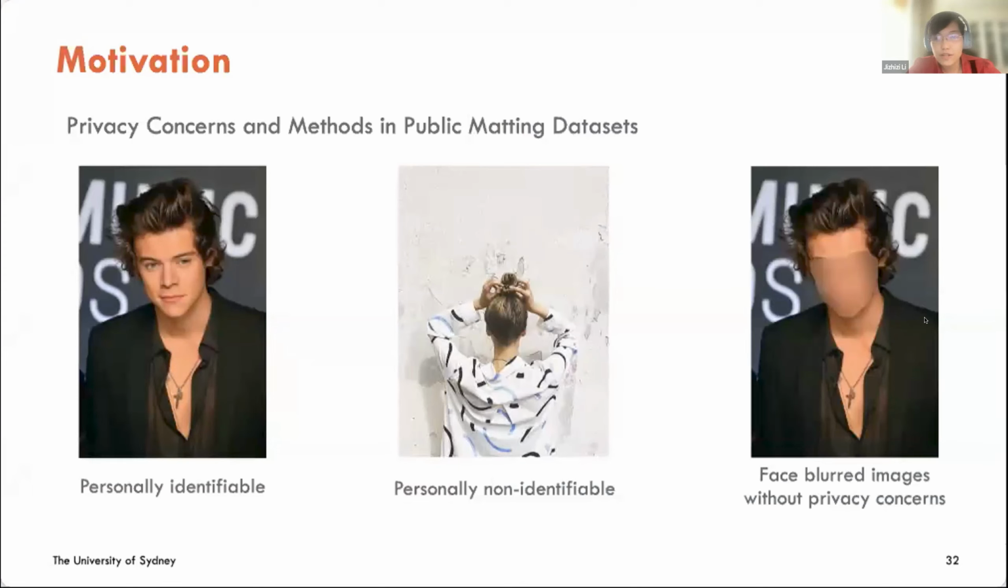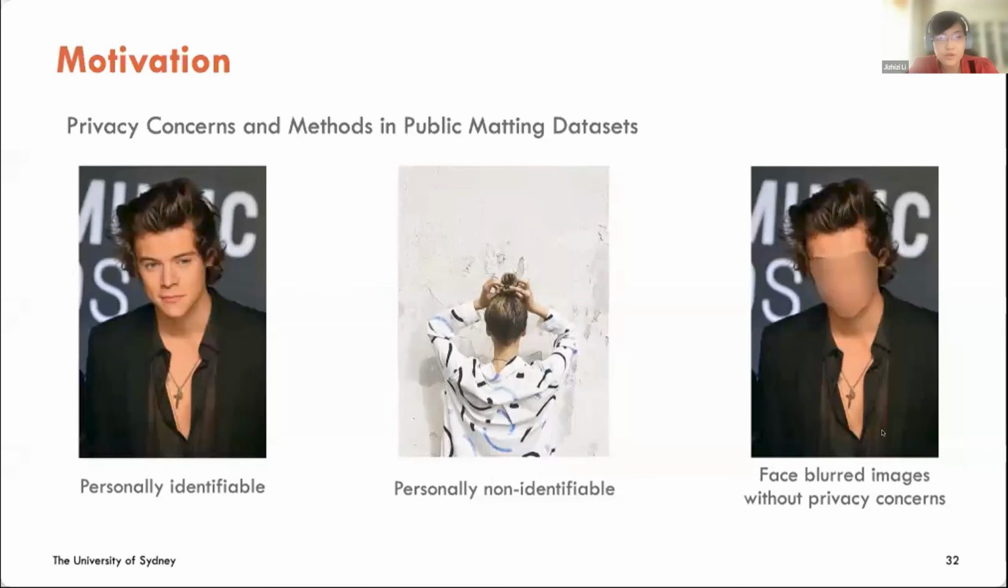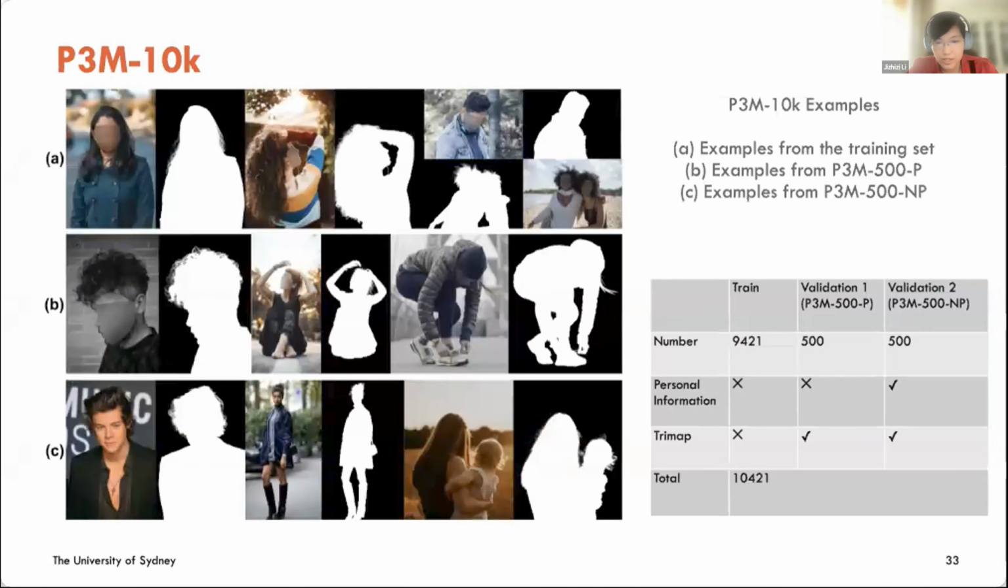Okay, cool. For the second work, we wanted to focus on privacy preserving portrait matting, because we realized that there are lots of privacy concerns in public matting datasets. There is a lot of personally identifiable information in the images of public datasets. So we propose another dataset we call P3M-10K. It consists of 10,000 portrait images that we collected from websites. We blur all the identifiable information, the faces in the images, to make it ethically correct.